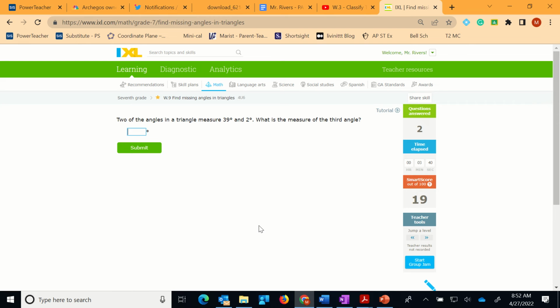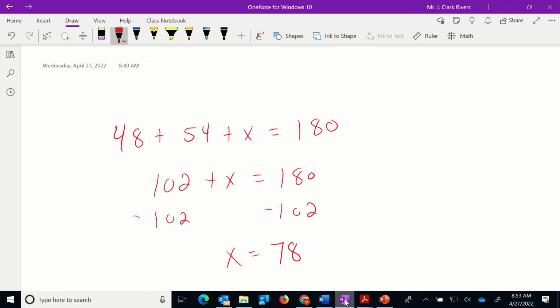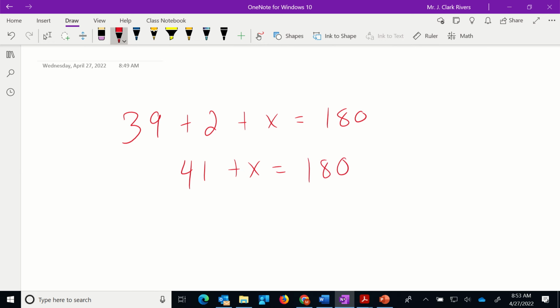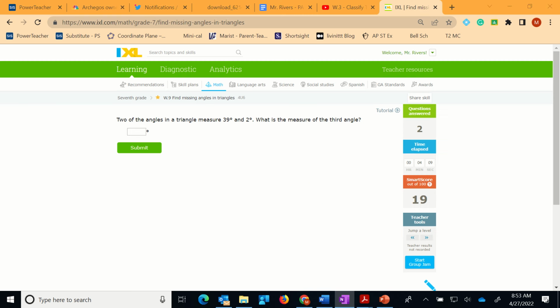Two angles in a triangle measure 39 and 2. What's the measure of the third angle? 39 plus 2 plus the unknown is equal to 180. So we get 41 plus x equals 180. We subtract 41 from both sides. X has to equal 139 degrees. 139 there.